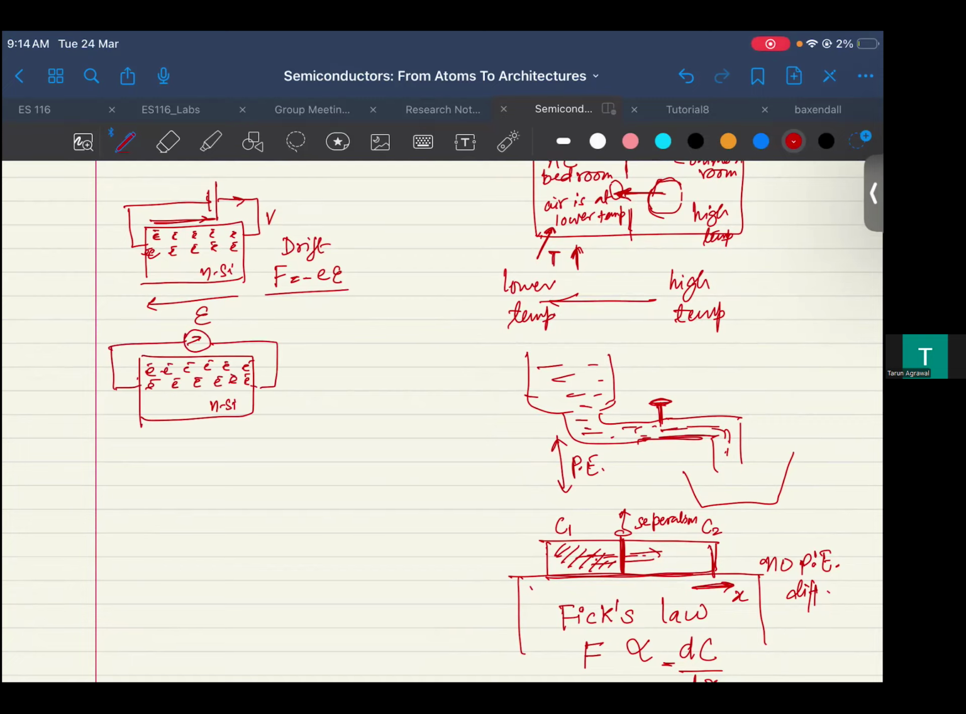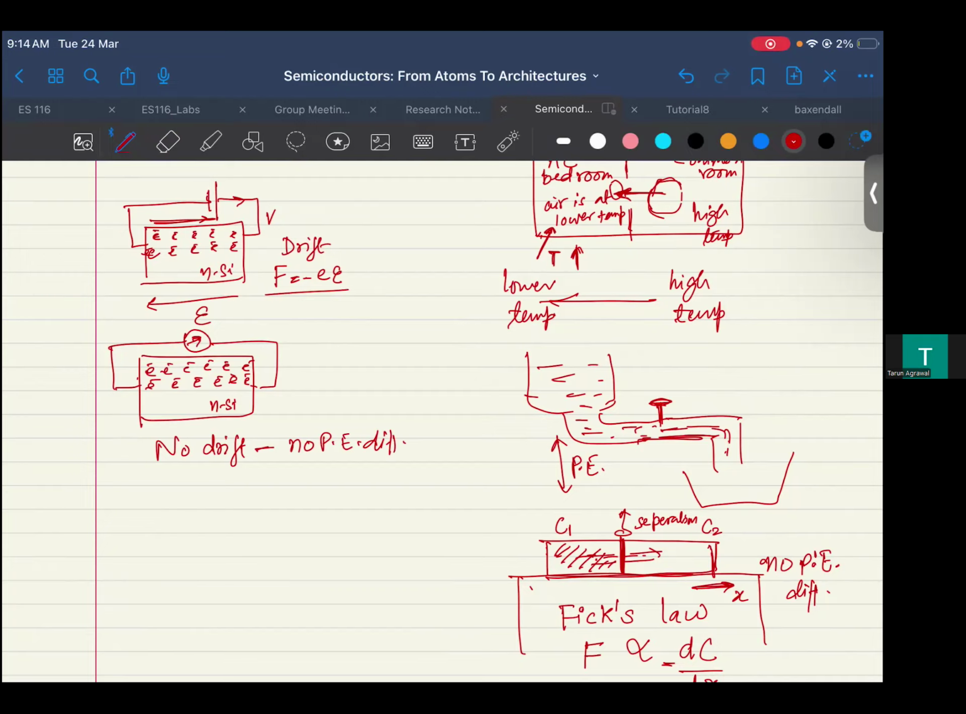What would be the current? So first of all, from drift, because I have not applied any voltage, there is no potential energy difference. So from the drift point of view, I can just say no drift, right? And the reason is no PE difference, no potential energy difference, because you have not applied the voltage.